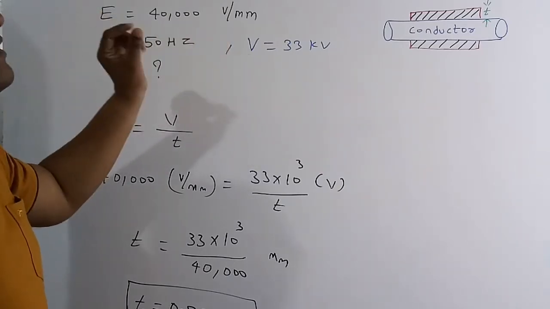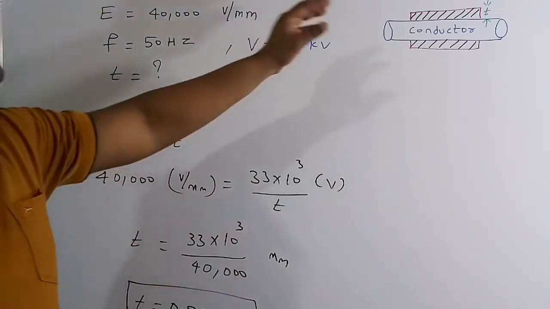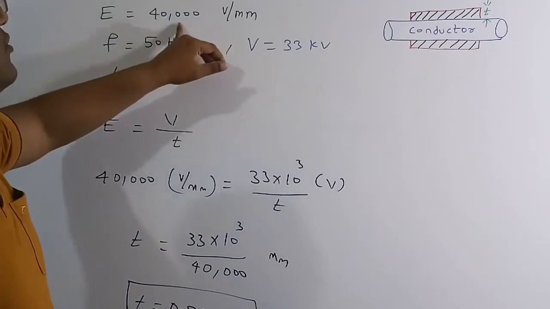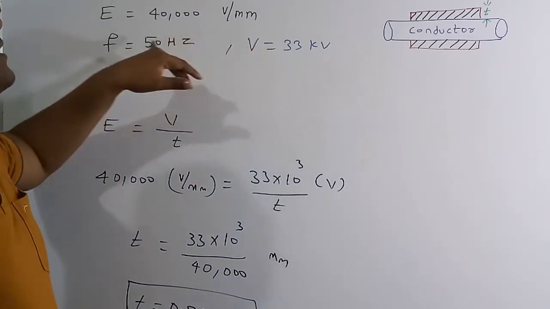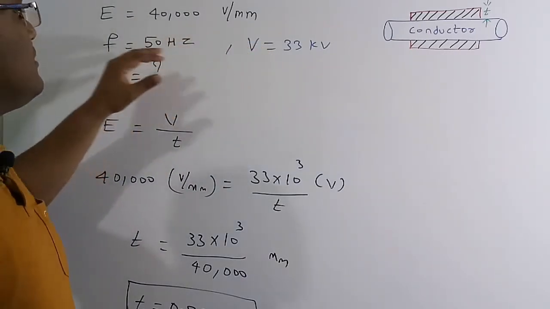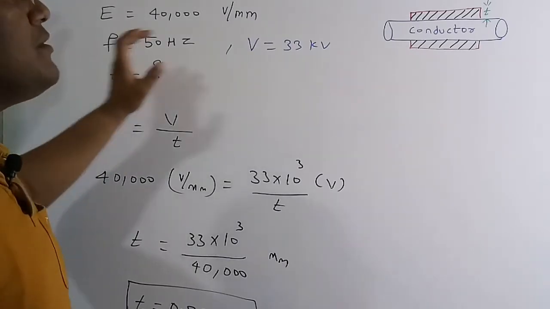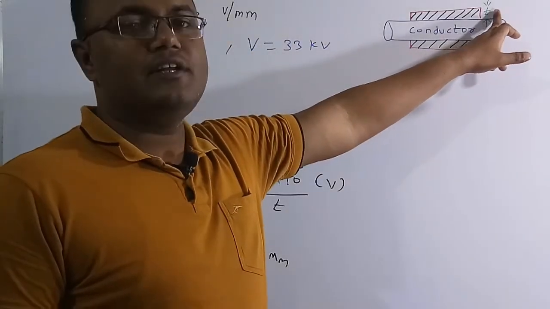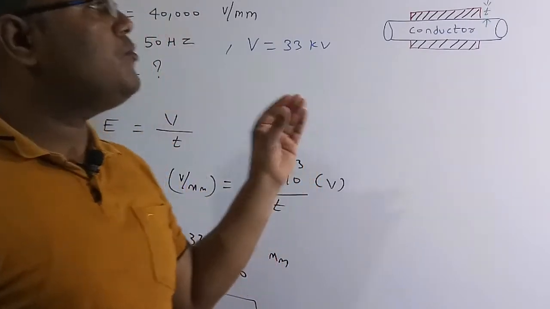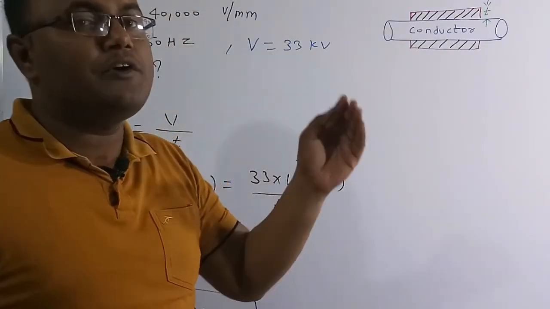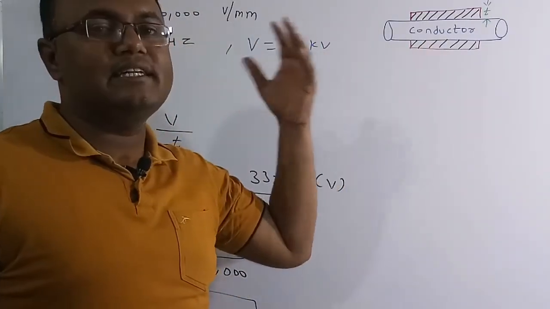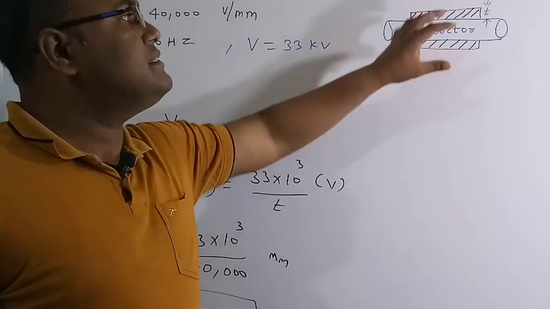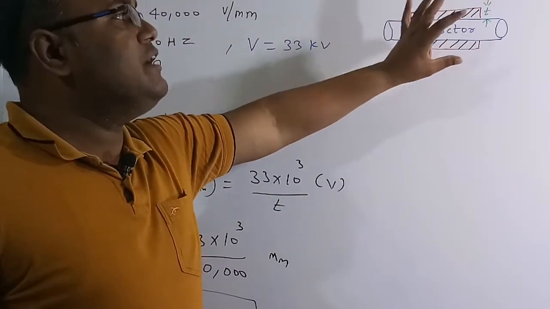So therefore they are given the dielectric strength of this rubber, which is 40,000 volt per millimeter at a frequency of 50 hertz. Then based on this data we have to find how much thickness of insulation we are going to require, meaning how much thickness of rubber we are going to keep over the conductor in order to protect this conductor from the outside.